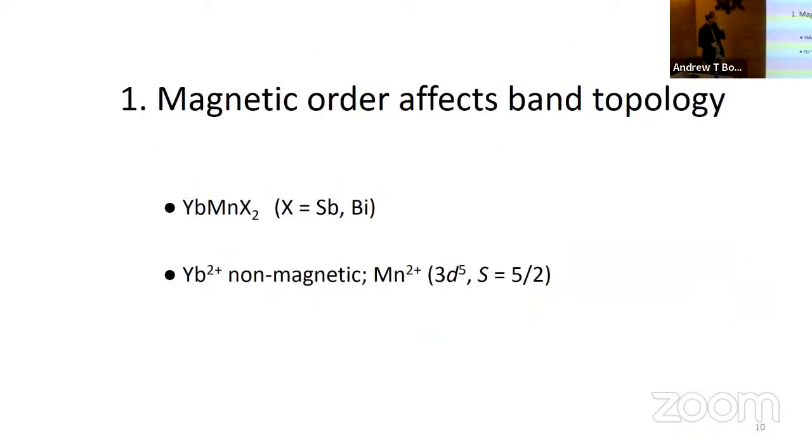And I want to start talking about some real materials by looking at this family of compounds. These are called the Zintl phases: ytterbium, manganese, and then either antimony or bismuth. What's interesting about these materials, as I will show, is that the specific type of magnetic order has a huge difference to the topology of the electron bands. In these materials, manganese is magnetic, carries a magnetic moment. In fact, in an ideal atomic picture, it would have a spin of 5/2. Ytterbium is non-magnetic in this system, and the chalcogenide here is also non-magnetic. So this is the magnetic element.